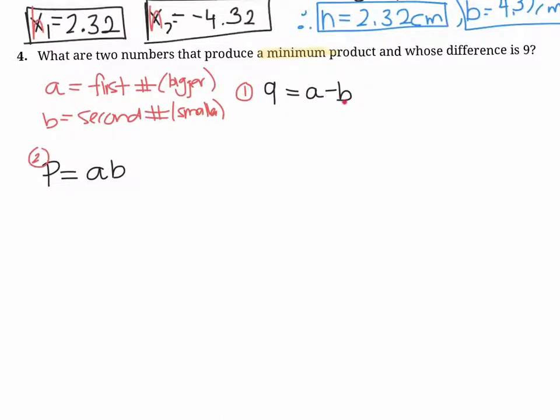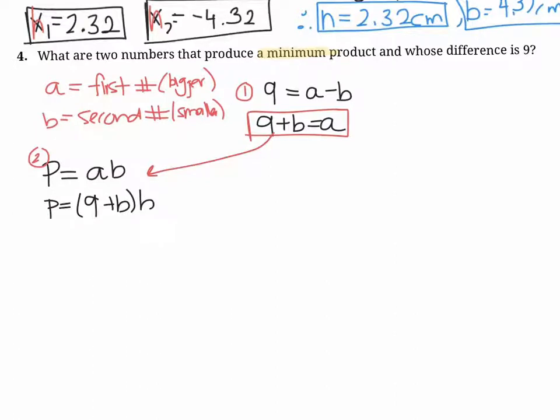Well, it's really easy because all we have to do is isolate for a variable, any one. Maybe I'll isolate for a because it's already positive. And then I'm going to plug it into the other equation. So here I go. I isolated for a. I brought b over. So we're going to input this guy into here. So we have our product is equal to, instead of a, I'm going to replace it with 9 plus b. And then we have b here.